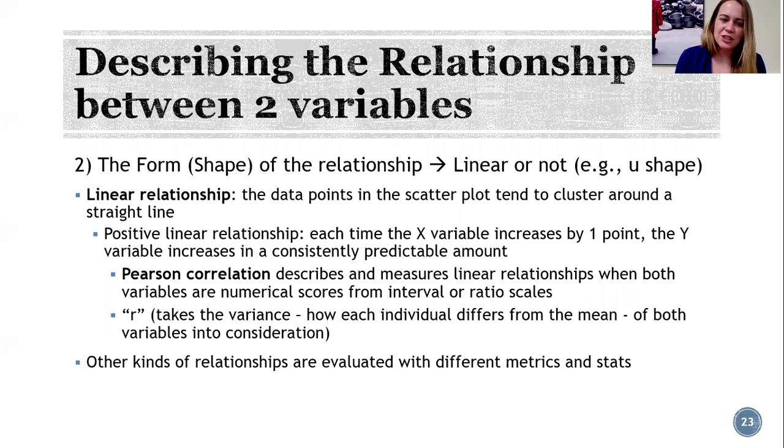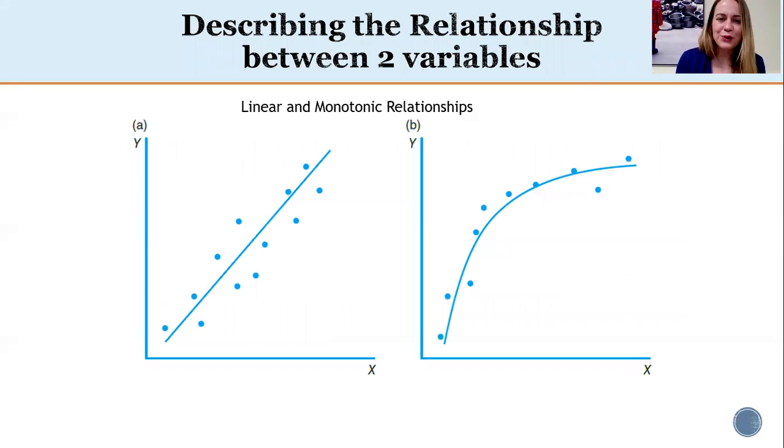Other kinds of relationships that are non-linear use other kinds of metrics and statistics. So this is what I'm talking about when I'm talking about linear versus nonlinear. On the left, you can see that it falls along a straight line. If we move up by 1 point on the x-axis, we move up by 1 point on the y-axis, and this pattern is consistent throughout all of our data.